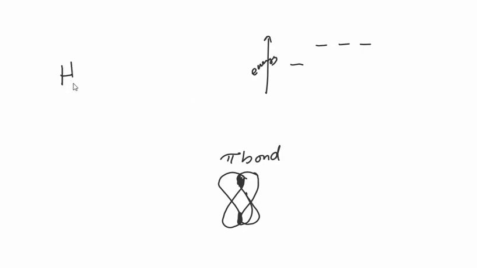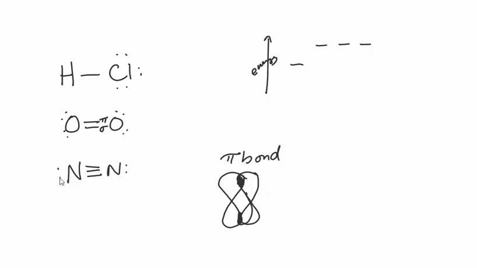Now, when you have something like HCl, and we've drawn this out before, we have 1 sigma bond, but we have no pi bonds. If we have something like oxygen, and oxygen is a diatomic element, that means in its elemental state there are 2 atoms joined together. This is 1 sigma bond and 1 pi bond. When we have something like nitrogen, nitrogen is another diatomic element. It exists as 2 atoms of nitrogen joined together. We have 1 sigma bond, but then we have 2 pi bonds.